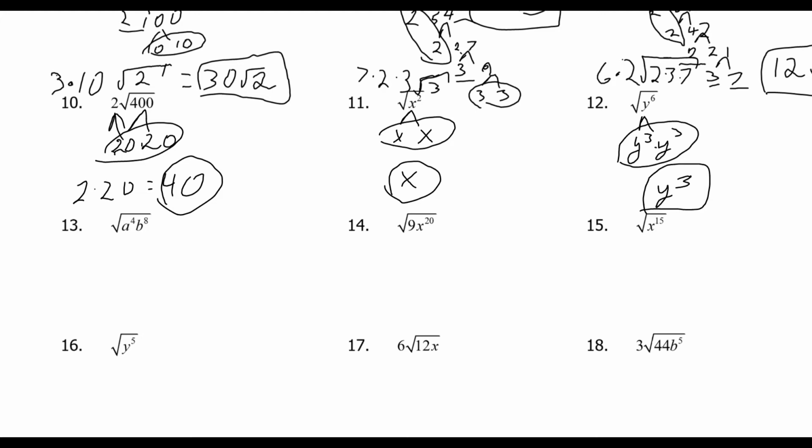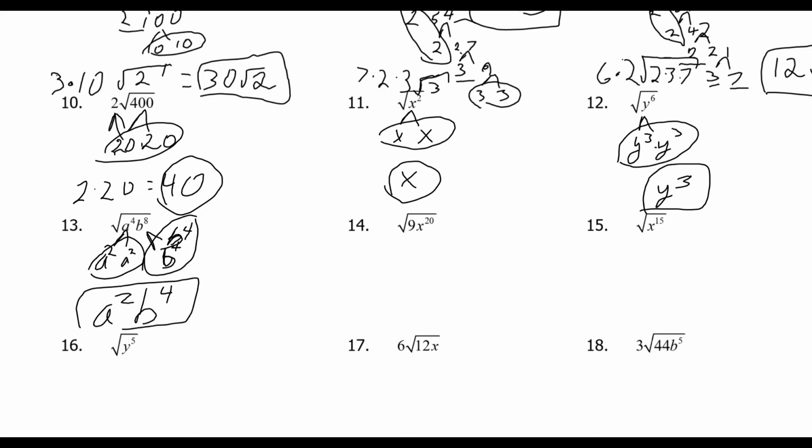Alright, now, let's see. 13, we break apart the a to the 4th into a squared and a squared. B to the 8th breaks apart into b to the 8th, b to the 8th. So, that's a pair. Oh, that should be b to the 4th on each of those. My fault. I misspoke. B to the 4th. B to the 4th. That doesn't really look good. I'm sorry. B to the 4th. There we go. So that winds up being a squared, b to the 4th as your final answer.